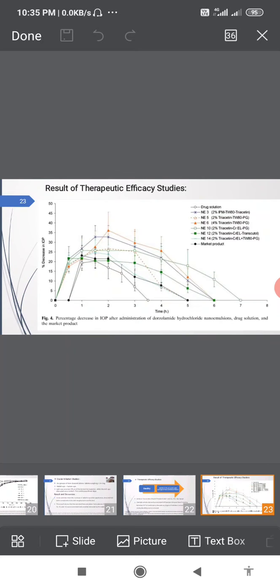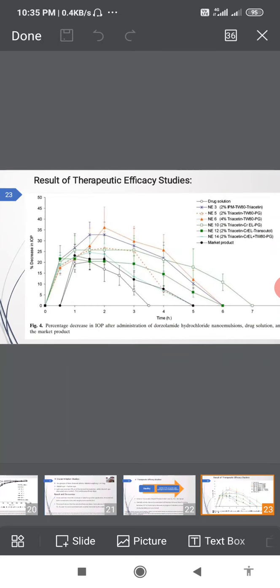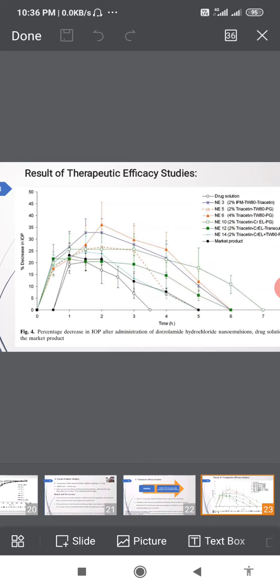The results of therapeutic efficacy studies: as we can see in this figure, after the instillation of all nanoemulsion drugs or drug solution or the market product, after half an hour it starts reducing the intraocular pressure. And when we see carefully, nanoemulsion 3 and nanoemulsion 6 have a maximum decrease in intraocular pressure. Nanoemulsion 3 is this violet cross line, and nanoemulsion 6 is the orange triangles.